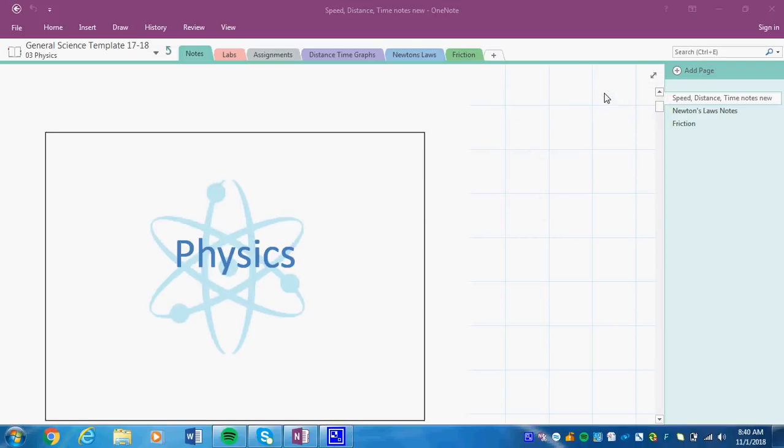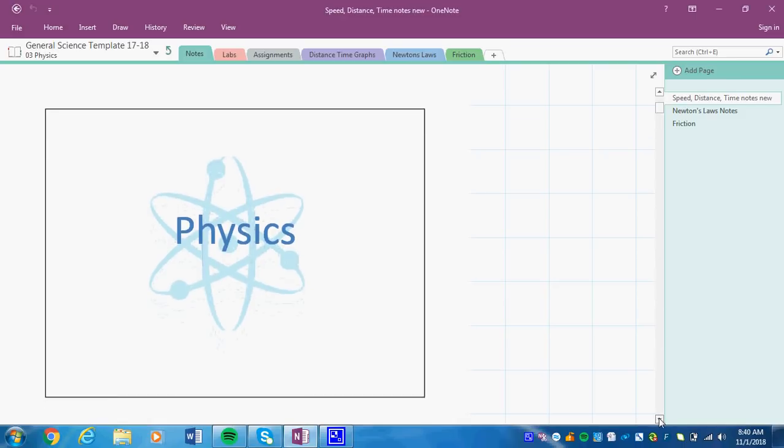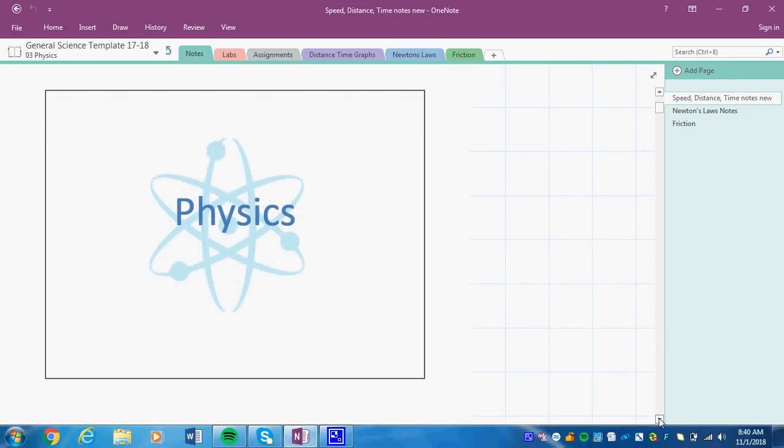Okay, guys, we're going to get ready and we're going to start our new unit of physics. Now, if you haven't done so, we need you to go ahead and save the physics notes into your OneNote.